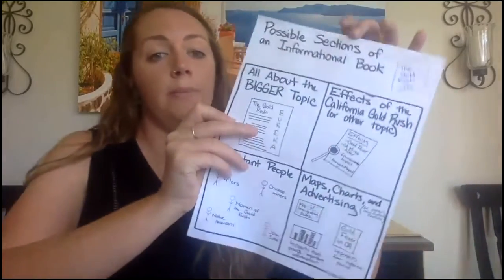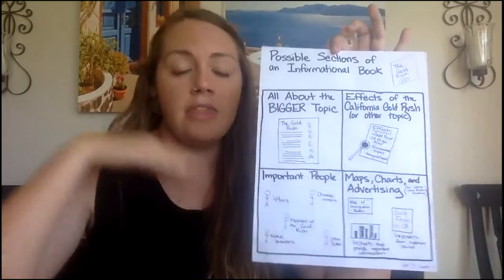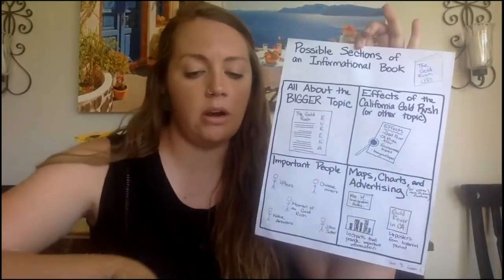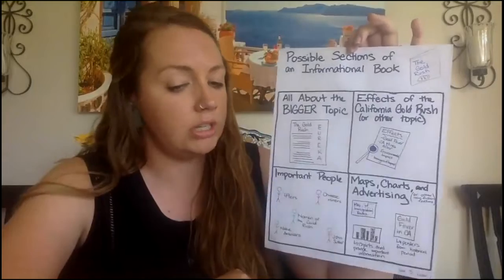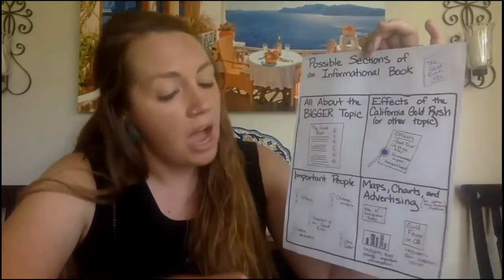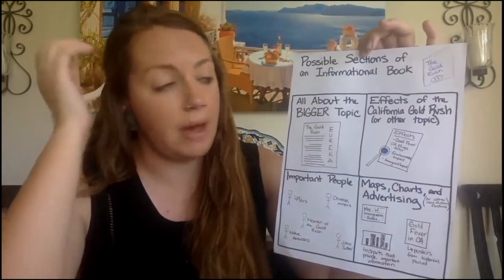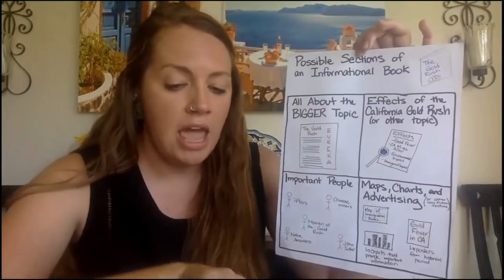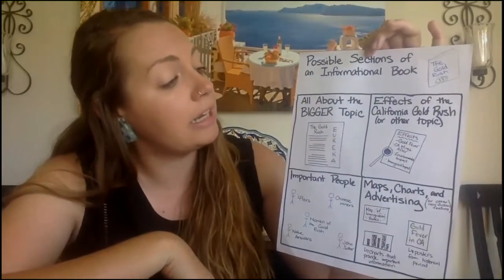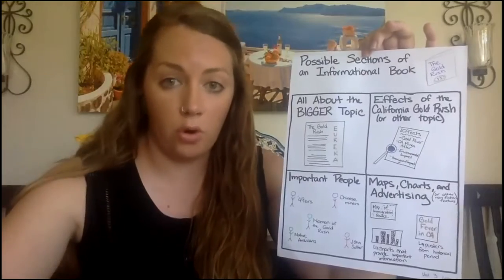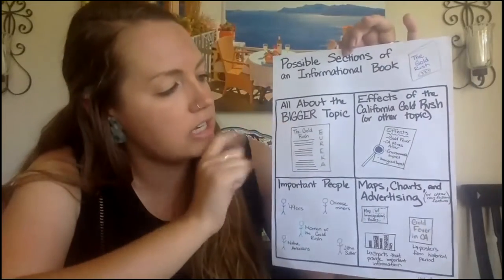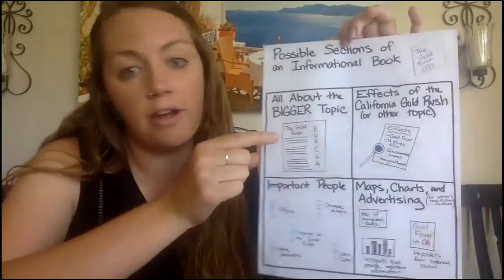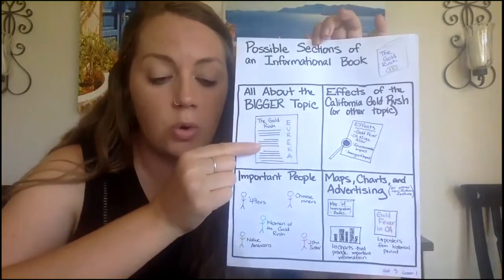If you remember, yesterday we talked about the possible sections of an informational book. I made a little chart since yesterday to talk about the possible sections of my Gold Rush book. This chart is also in our Google Classroom and in our packets. My book will be about the Gold Rush, and it's going to start a lot like Naomi's does, with an overview of the big event. My first section is all about the bigger topic, and I've made a little doodle here that says the Gold Rush.